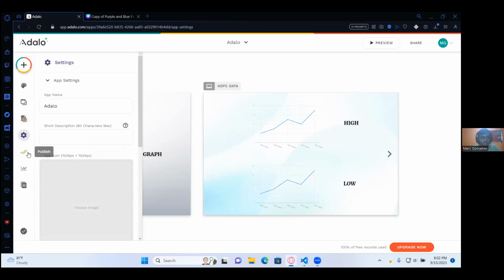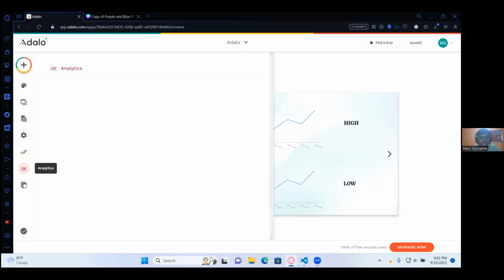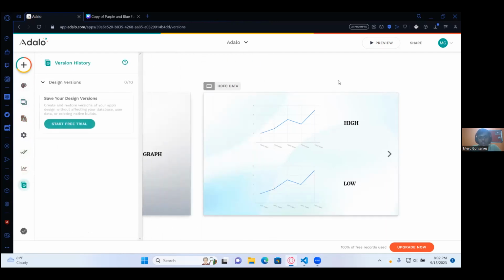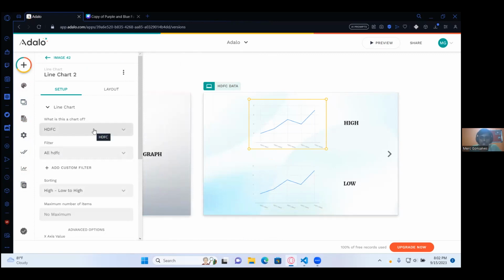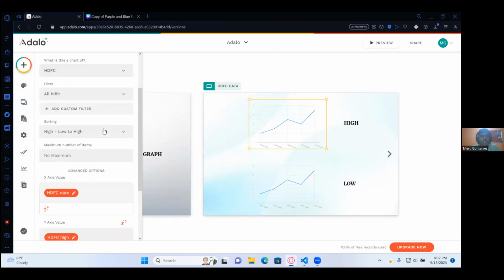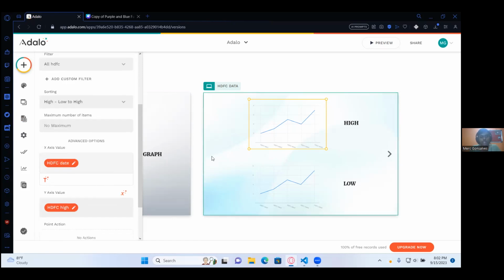Then we finally have the settings for the app, and then the publishing, analytics, and finally the history version. So then, moving on to the charts. Here we have a line chart, which uses the data from the HDFC database. From there, I just sorted it. This first chart is sorted using the high values of the stock, going from low to high. On the x-axis we have the date, and on the y-axis we have the high values.